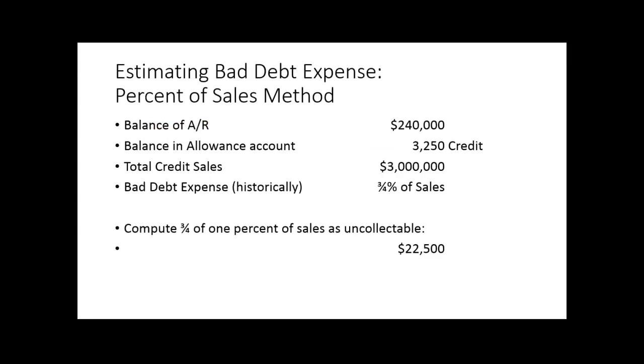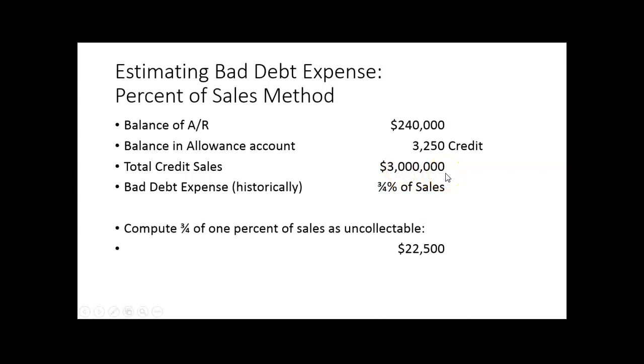Okay, you can estimate the bad debt expense two ways. One, the percent of sales method. If you look here, we have the balance of accounts receivable at $240,000. I don't care about that. The balance in the allowance for doubtful accounts account, I really don't care about that. Credit sales, not all sales, credit sales. If cash sales, they're collected immediately, so we don't have to worry about that. But they have credit sales of $3 million.